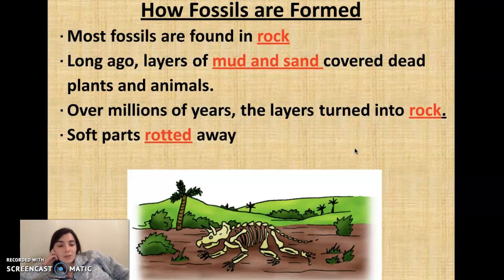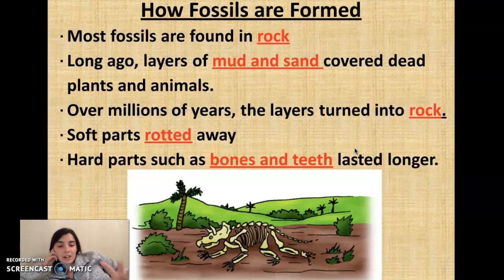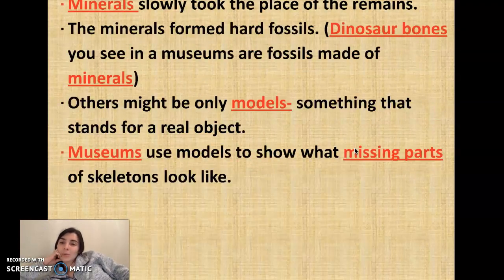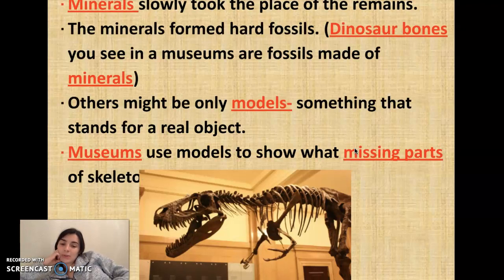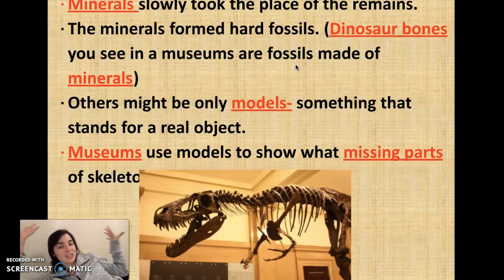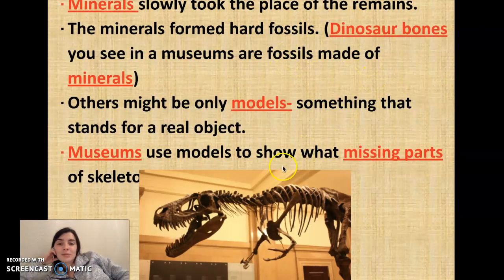So the soft parts rot away and the hardest parts last longer, and if they last long enough for that permineralization process, they will turn into fossils and last even longer than bones and teeth would because those eventually decay as well. So minerals slowly take the place of those remains of bones and form a fossil. Just like the ones that we saw on our field trip. We saw all those models of dinosaurs and their fossils.